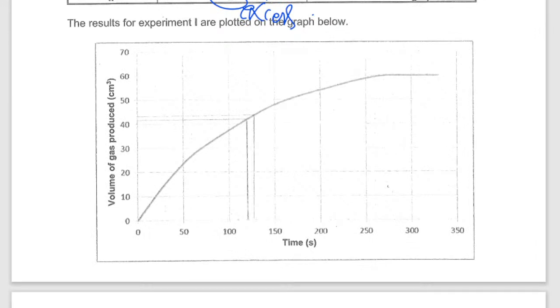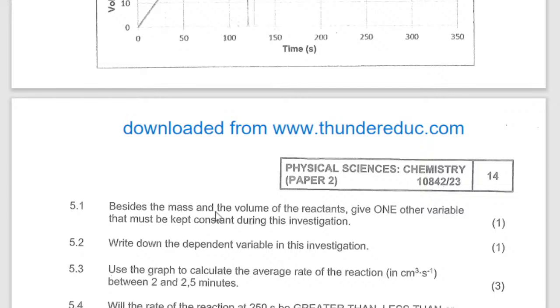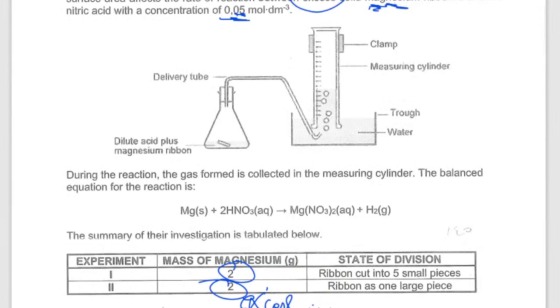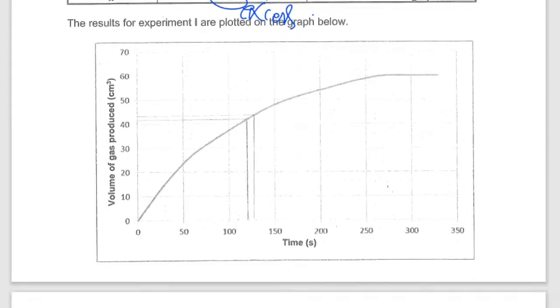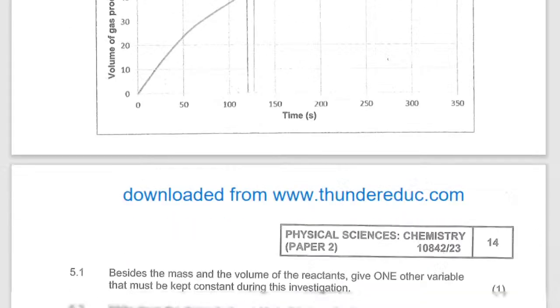So they're saying that in experiment 1, they plotted the graph below. What is the question? Besides the mass and volume of the experiment, give one other variable that must be kept constant. Did they talk about heat? No. So maybe temperature must be kept constant. Did they talk about the concentration? Concentration must be kept constant.